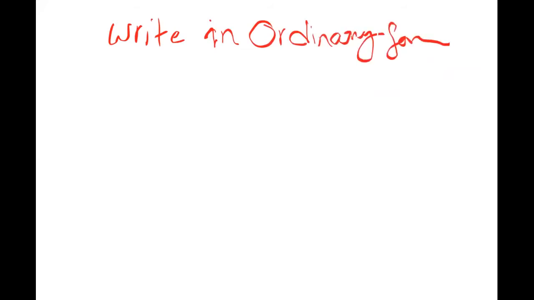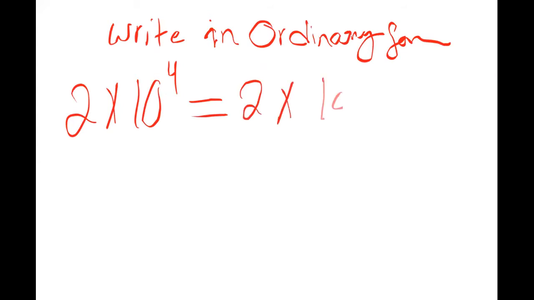Okay. Also, we have the ordinary form. If I ask you to write the number in ordinary form, if I ask you to write 2 times 10 power 4 in ordinary form, this means I have to put it back in normal form, okay? So you will make 2 times 1 and 4 zeros. Okay, so it will be 20,000. Sorry, 20,000.